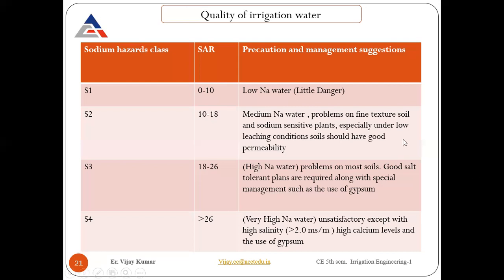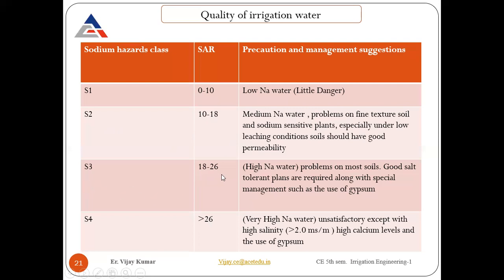Especially under leaching conditions like a salty surface, you have many times seen that soil should have good permeability. In that case, that should be there. But good permeability is not found in fine texture soil. That thing is not good. Permeability is not good in fine texture soil, so that will not be good. In that case, we can supply only in that particular zone. That is S2, 10 to 18.